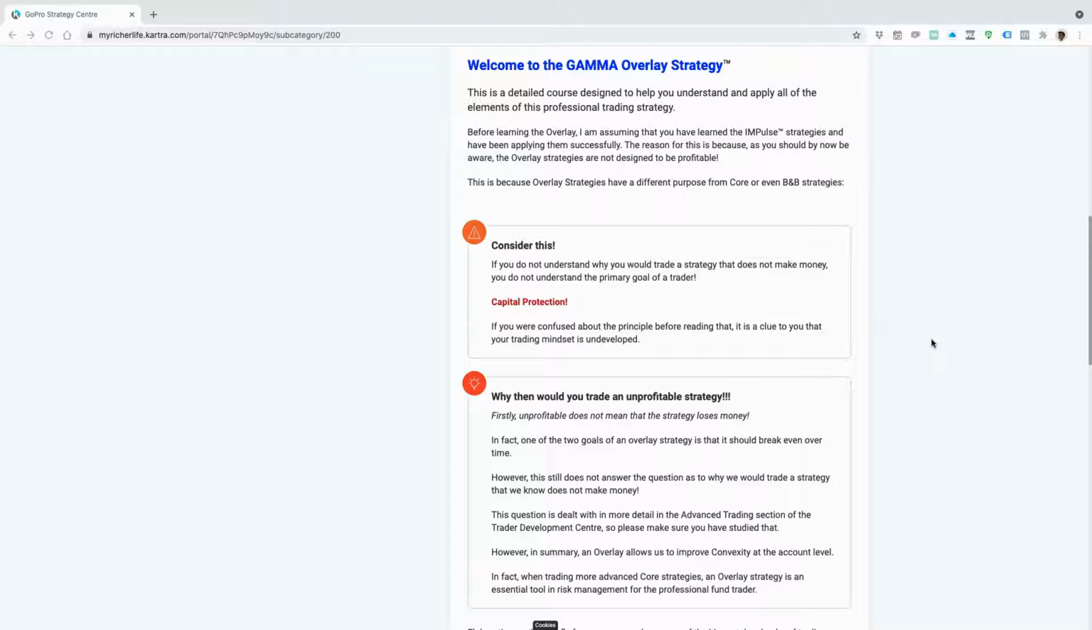Now, why then would you trade a strategy that doesn't make money? Well, just because it doesn't make money doesn't mean it loses money either. Now, for every more advanced trader, you know that the underlying principle of success in trading is limiting downside and maximizing upside. And the strategies that you've learned so far certainly stick to that principle. With the overlay strategy, what we're doing is we're taking that concept, which of course is all about convexity, and we're applying it now at the account level.